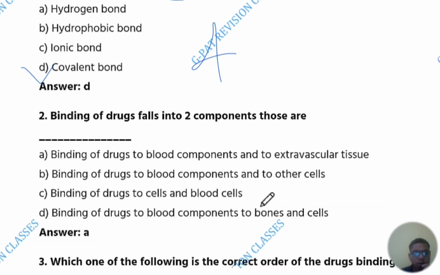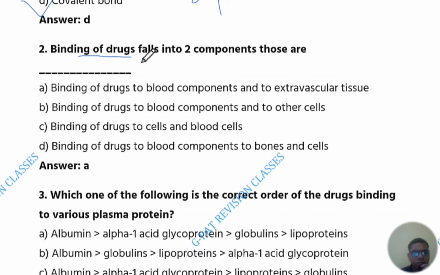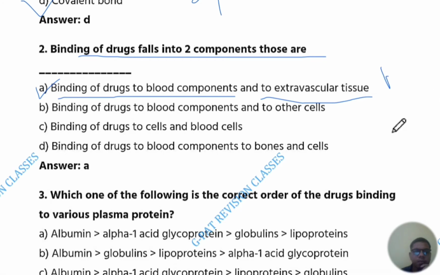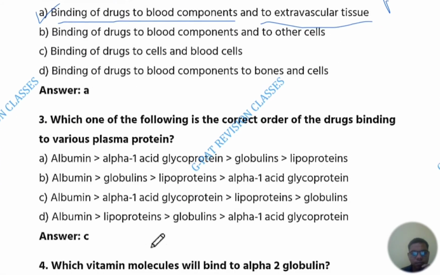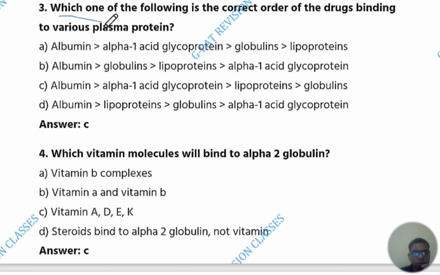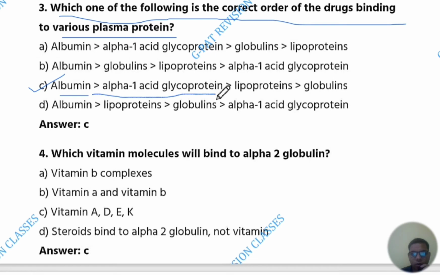Okay. Next question number is second question number. Binding of drug falls into two components. Those are, the answer is A, binding of drug to blood component and to extravascular tissue. The answer is A. Okay. Next is three question number. Which one of the following is the correct order of the drug binding to various plasma protein? The answer is C, albumin, then alpha 1 acid glycoprotein, and then lipoprotein, and then globulins. Okay, the answer is C.